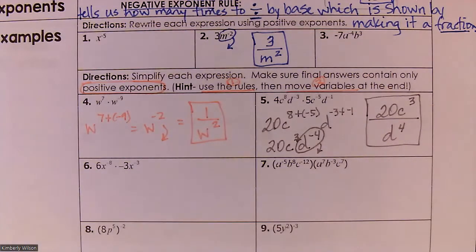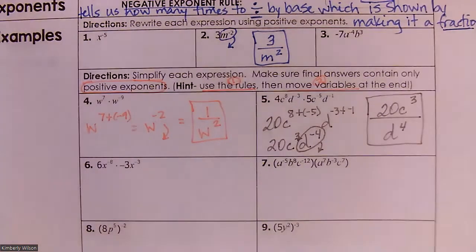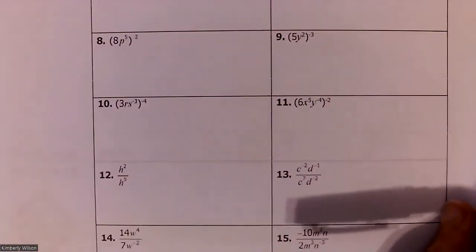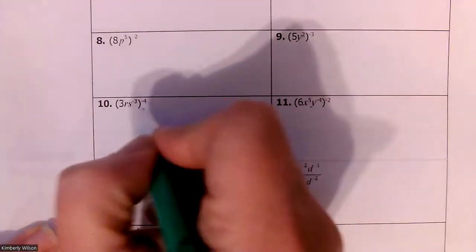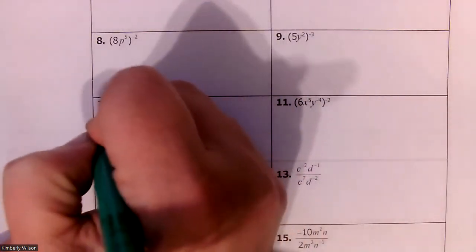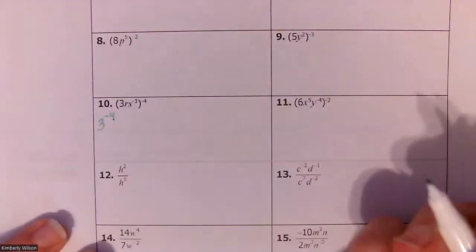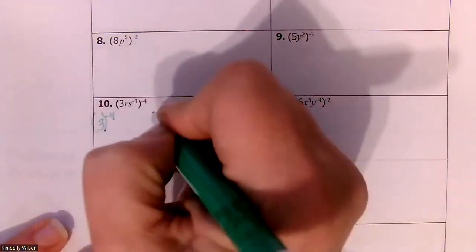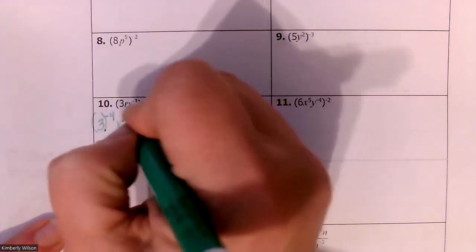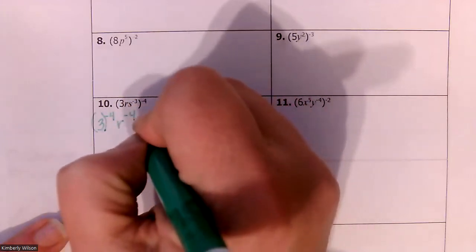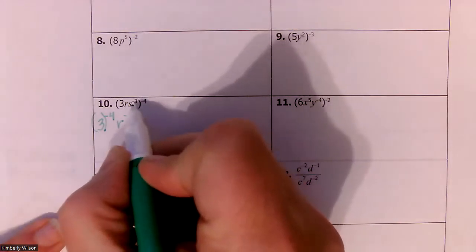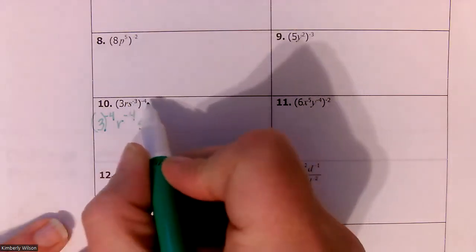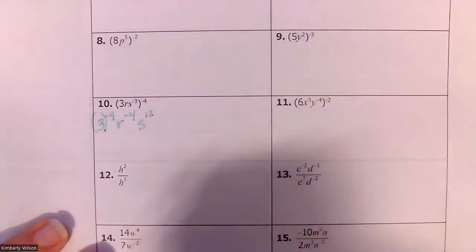All right, moving right along. Remember, you can pause, repeat, you can listen to it however many times that you need to. We're going to jump down to number 10. Okay, this is a power raised to a power. This means we end up with 3 to the negative 4, r to the negative 4, s. Remember it's a power raised to a power, so I'll multiply. So that's a negative 3 times a negative 4, so that becomes a positive 12.